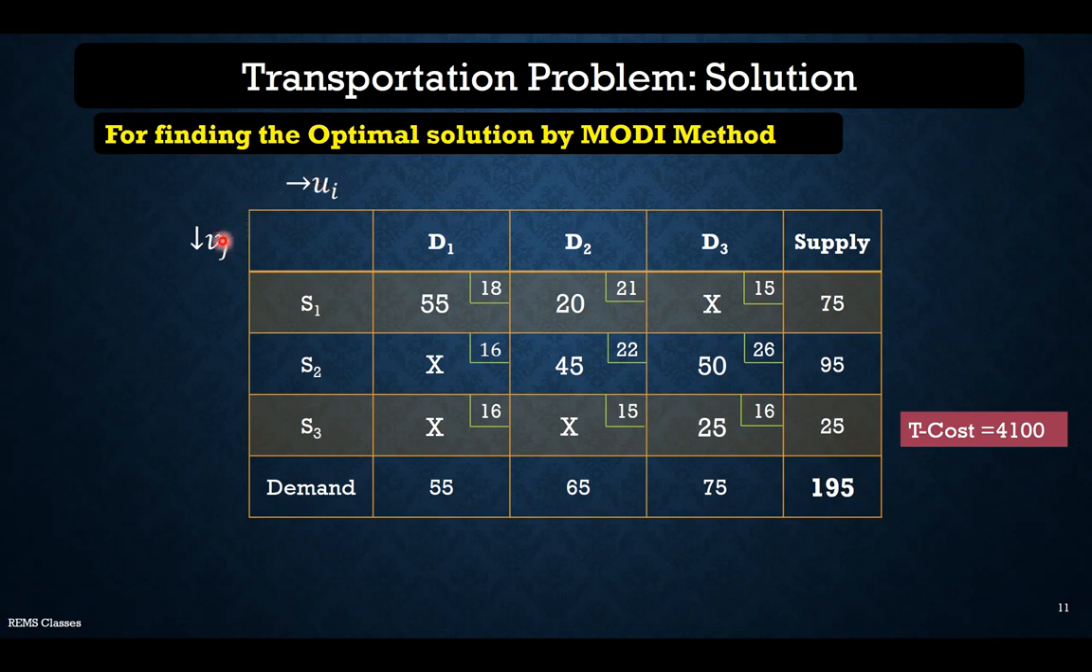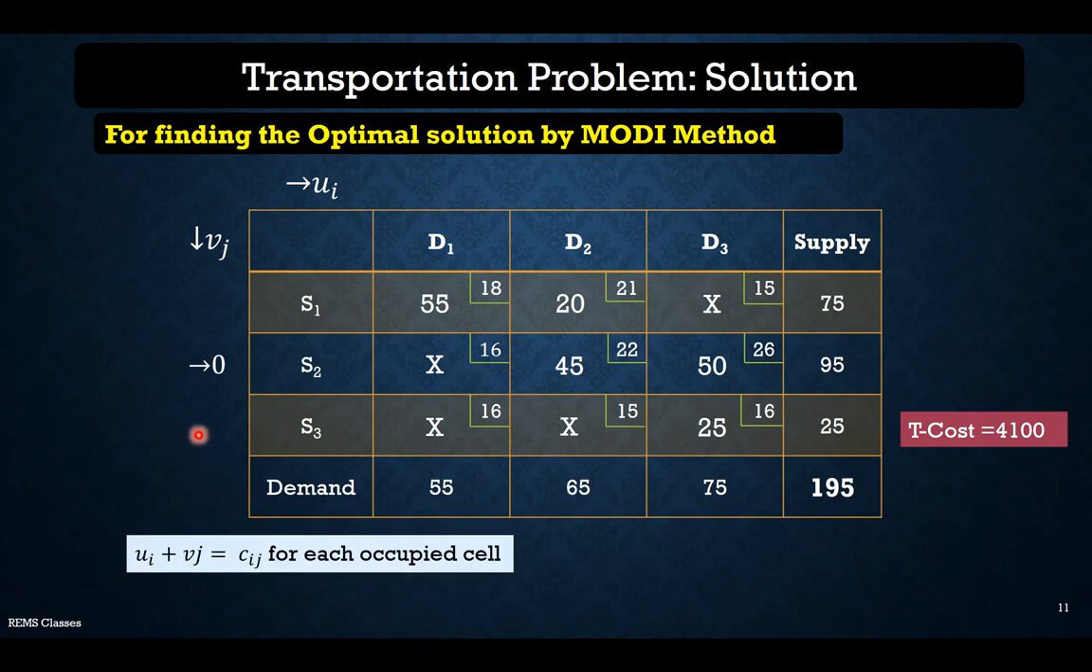For finding the values of the dual multipliers, we will introduce zero in the maximum allocated cell. Here the maximum allocation in any row or column is 2. In this particular column we have 2 allocations, in this row we have 2 allocations, and in this row also 2 allocations. So we can introduce 0 in any row or column which has maximum allocation. Right now we are assigning 0 to this particular row. We will find the values of ui and vj, the dual variables, by making use of one formula.